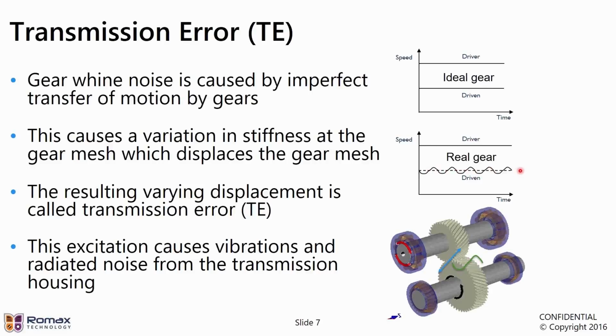So this results in a varying displacement at the gear mesh, which varies each time the tooth goes through the gear mesh. And that is what we call the transmission error. And this excitation that the transmission error causes leads to vibrations in the system, transferred through the system, which can be radiated as noise or transferred as vibration to other parts of the structure.